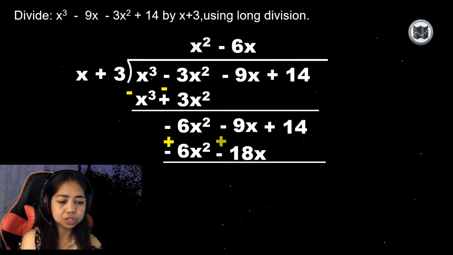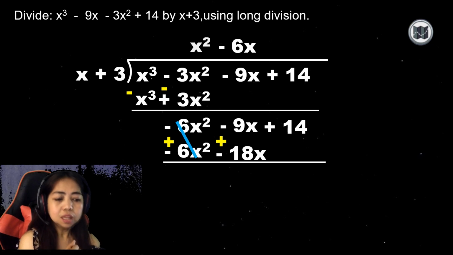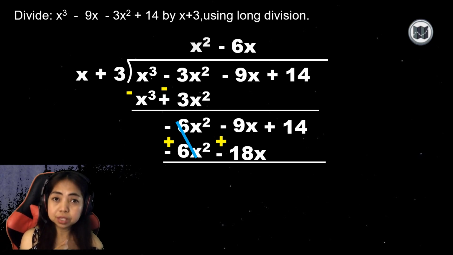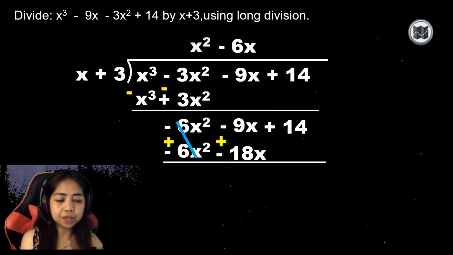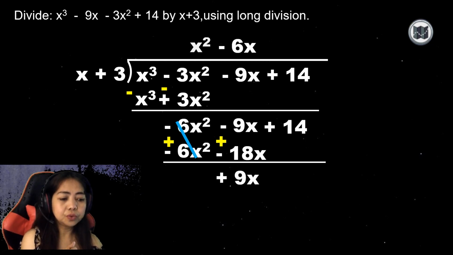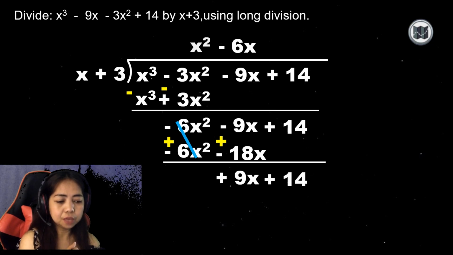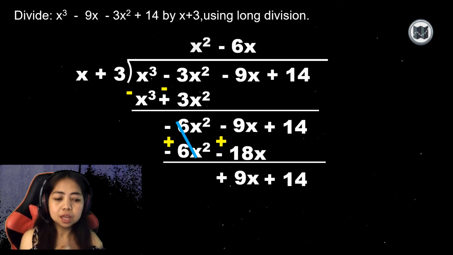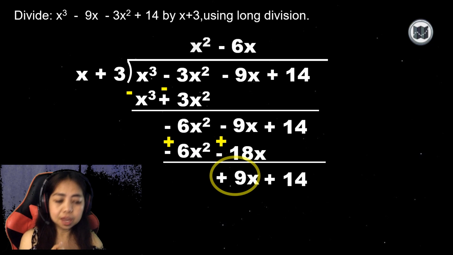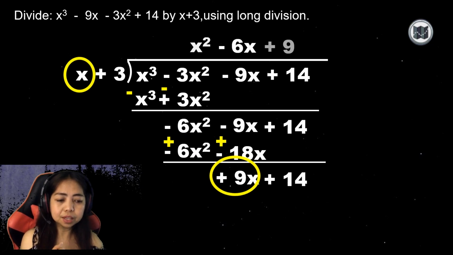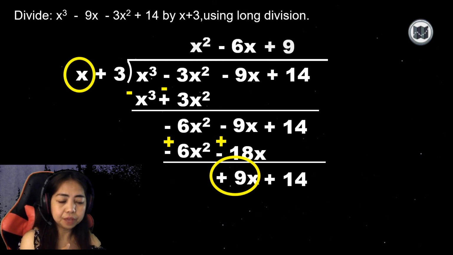Tapos, subtract, change sign. Negative 6x squared and positive 6x squared, cancel na. But in here, we have negative 9x and positive 18x. Magkaiba ng sign, subtract. So, we have positive 9x. And we have to bring down positive 14. And then, we have to divide again. 9x divided by x. Cancel na yung x. We have positive 9 na lang.